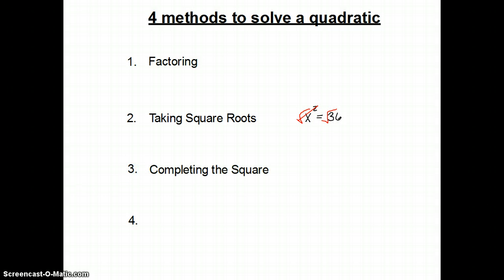Number 3, we can complete the square. Number 4, we can use the quadratic formula. And again, as a reminder, our quadratic formula is negative b plus or minus the square root of b squared minus 4ac, all over 2 times a.